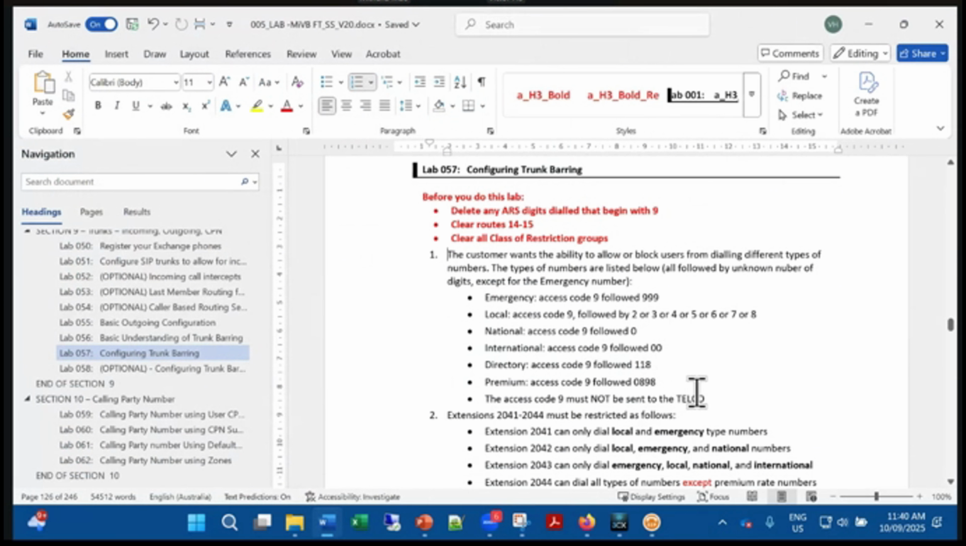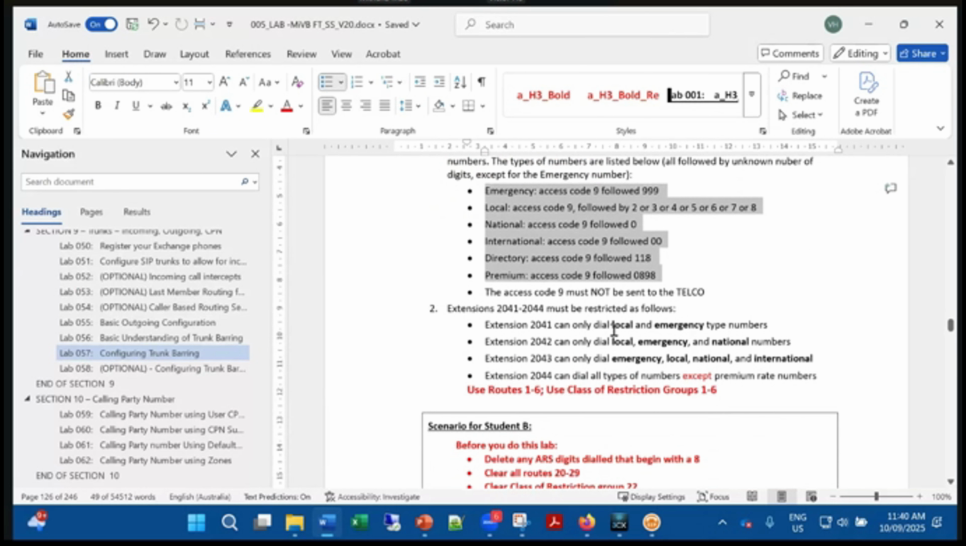Then you must read this. These are the different types of numbers. Okay? Then these are the restrictions. Local emergency national. And these are the extensions that must be assigned to these restrictions.